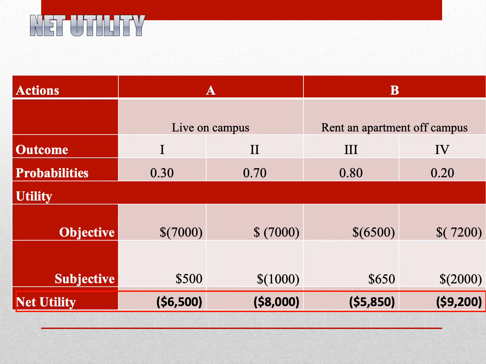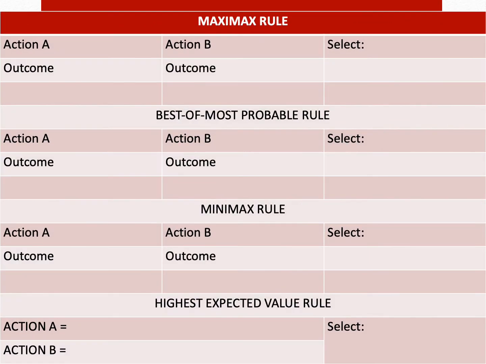Outcome 3, the net utility is negative 6,500 plus 650. This gives us the net utility of negative 5,850. And for outcome 4, the net utility is negative 7,200 minus 2,000, which gives us a net utility of negative 9,200. So we're going to use this information that we calculated to answer for each rule that we learned about.